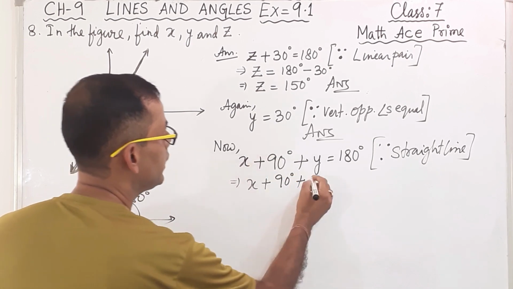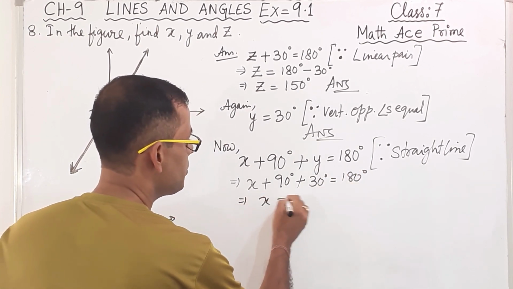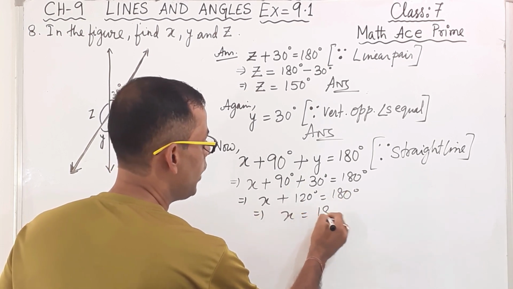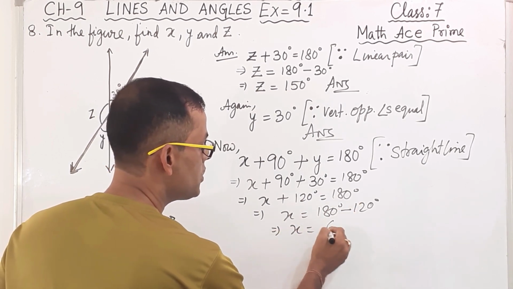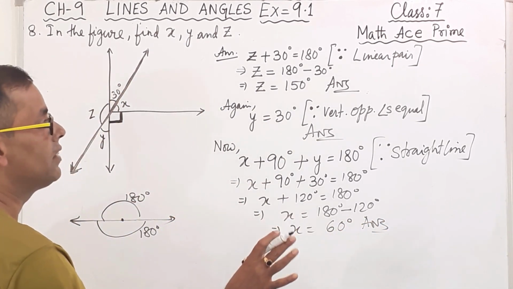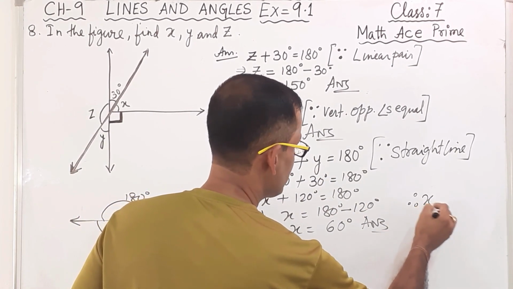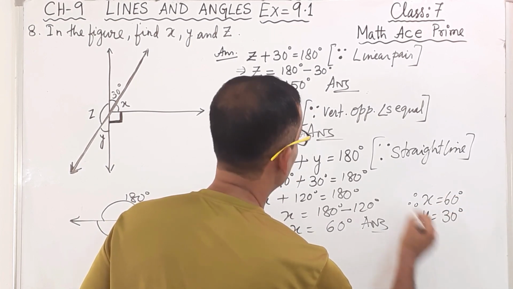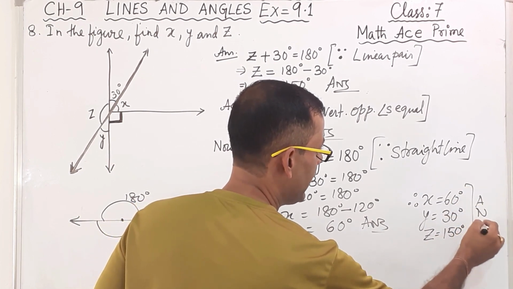Okay. So now x plus 90 degree. Now y is how much? 30 degree equal to 180 degree. So now x plus 120 degree equal to 180 degree. Now x equal to 180 degree minus 120 degree. So what are you getting? X equal to 60 degree. And this is the answer. Clear or no? So like this you can write the answer. Or if you don't want to write, you can write after that. Therefore, x equal to 60 degree, y is equal to 30 degree, and z equal to how much? 150 degree. And then you can write this as the answer.